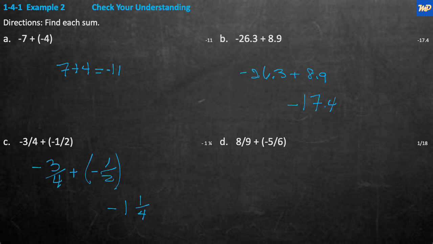Okay. And when we get down to D here, 8/9 plus negative 5/6. The absolute value of 8/9 is 8/9. The absolute value of 5/6 is 5/6. So when you subtract the two of these, 5/6 taken away from 8/9, you're going to end up with 1/18 when you're done doing the math. 1/18. Is it positive or negative? Well, the 8/9 is definitely larger than 5/6. So the answer is positive. Positive 1/18.